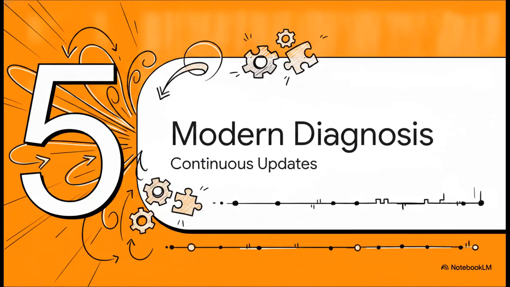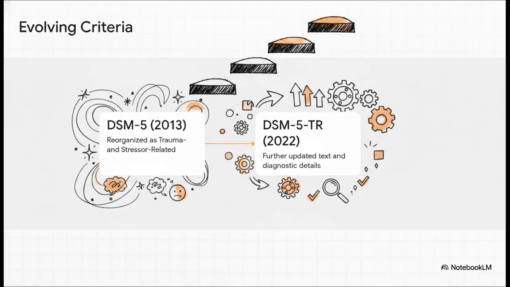Let's move into part 5, evolving the modern diagnosis. Let's look at how this framework has continued to sharpen up since that landmark introduction in 1980. Our understanding is always refining itself. In 2013, the DSM-5 actually pulled PTSD out of the anxiety disorders category entirely. It reorganized it under a brand new category: trauma and stressor-related disorders, placing a much heavier emphasis on negative changes in cognition and mood. That was followed up by the DSM-5-TR in 2022, which is our currently active edition today, bringing even more updated descriptive text and clinical details.